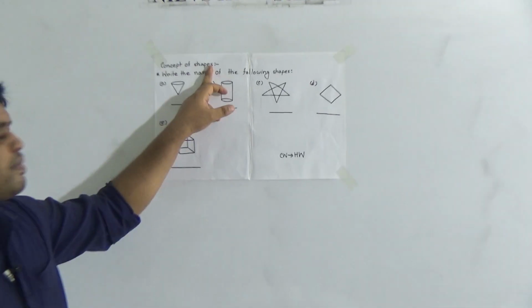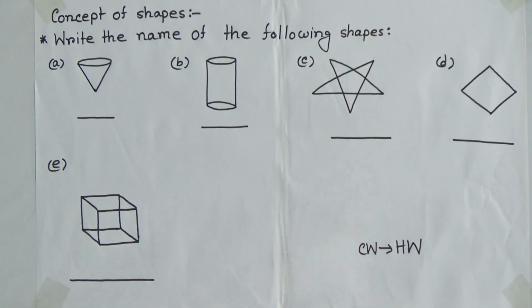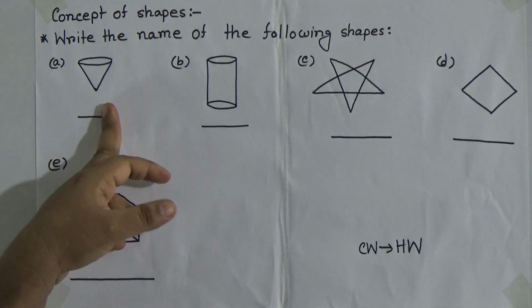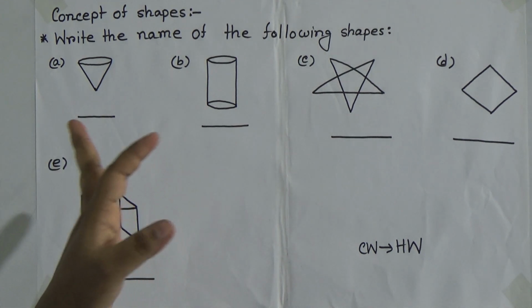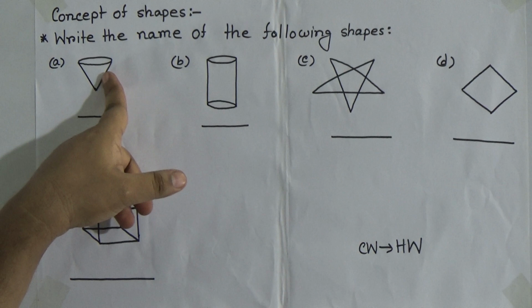My dear students, notice the concept of shapes, and the question is: write the name of the following shape. That means some shapes are given in your question paper and you write the name only. So you must memorize the spelling of these shapes. Okay, what is this? The first one, what is this?